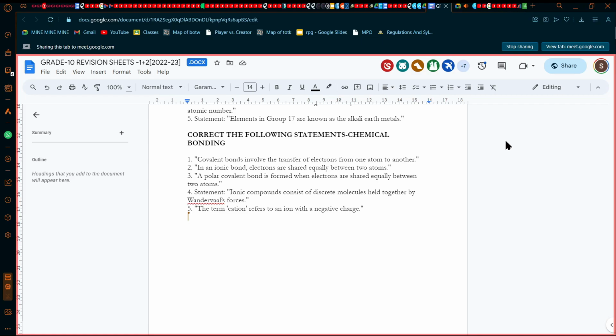The term cation refers to an ion with negative charge. That's anion. He wrote ionic compounds or ionic bonds are bound by strong van der Waals forces.